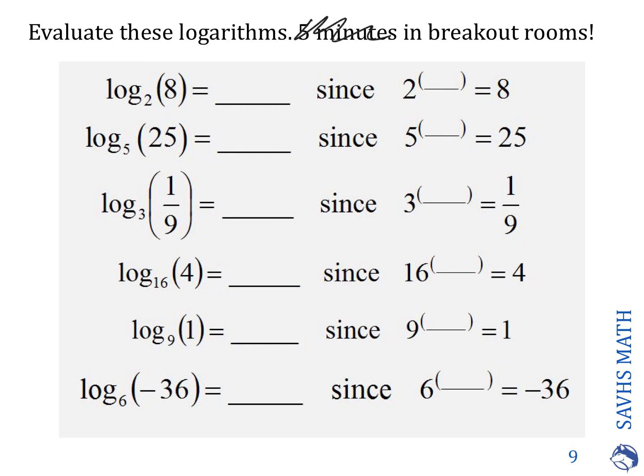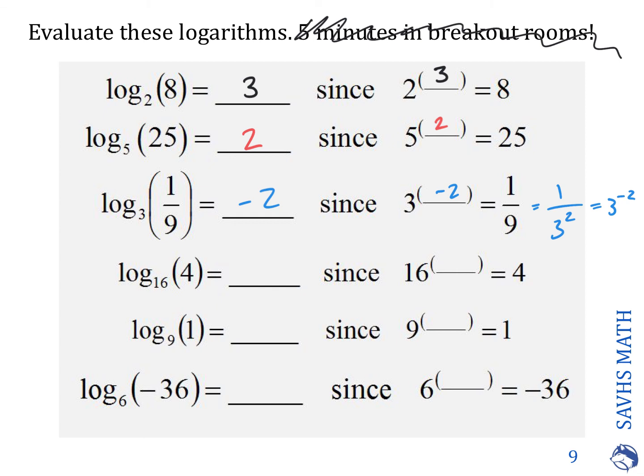Last time I used this, we were in breakout rooms, so ignore that instruction, but let's evaluate some of these. Log base 2 of 8 is what? Because 2 to the what is 8? 2 to the third power is 8, and so log base 2 of 8 must be 3. 5 squared is 25, so log base 5 of 25 is 2. 3 to the negative 2 is 1/9, because remember this is 1 over 3 squared, and that's equal to 3 to the negative 2. We have that exponent property that says that. So log base 3 of 1/9 must be -2.